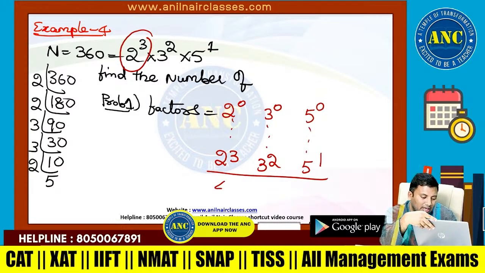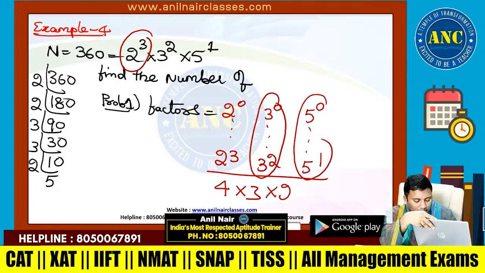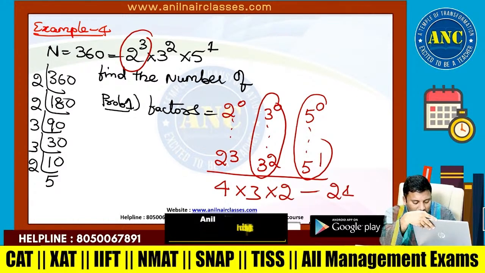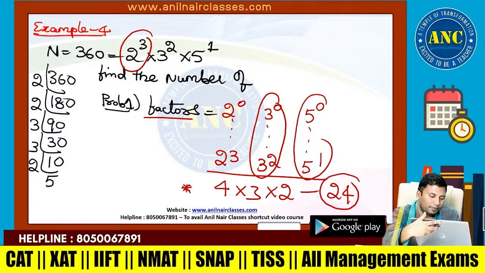Totally how many cases? 4 cases. Next is 3 cases. Next is 2 cases. Number of factors for 360 are 24. How to find out the number of factors? 0 to 3 is 4. 0 to 2 is 3. 0 to 1 is 2. 4 into 3 into 2, which is nothing but 24.